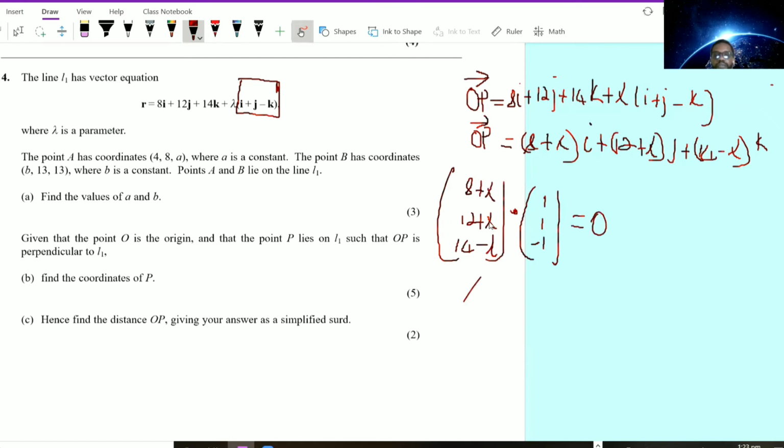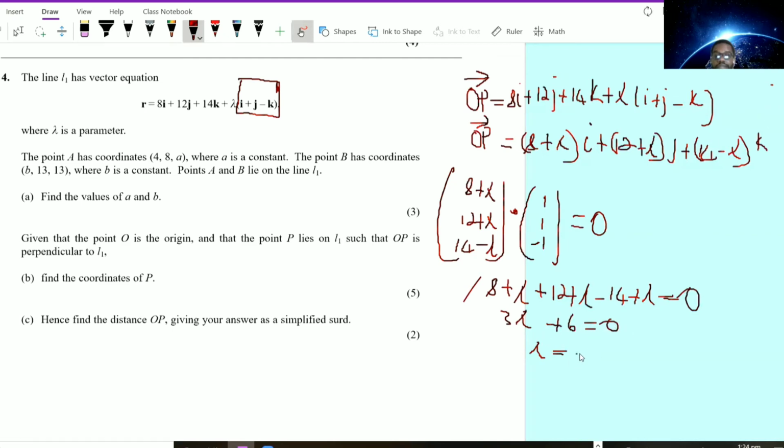Multiplying 8 plus lambda by 1 just gives me back 8 plus lambda. 12 plus lambda times 1 gives back plus 12 plus lambda. And 14 minus lambda times negative 1 gives me negative 14 plus lambda. All this is equal to 0. Looking for like terms, lambda plus lambda plus lambda is 3 lambda. 8 plus 12 is 20, and 20 minus 14 is 6, equal to 0. So lambda, right away, becomes minus 6 divided by 3.